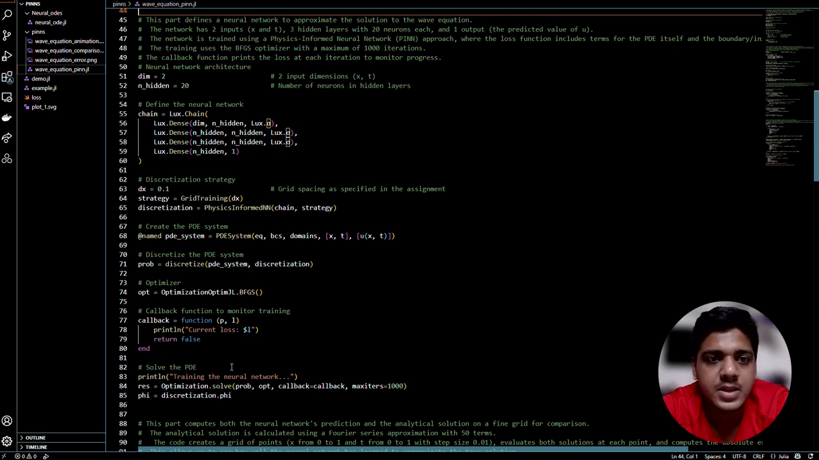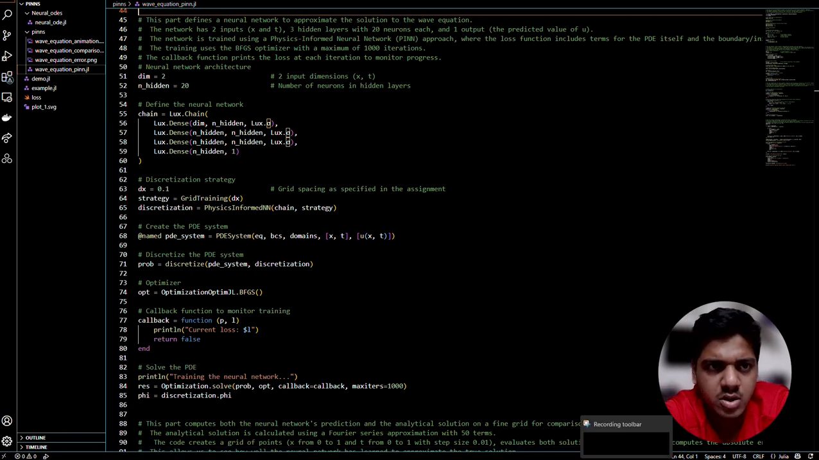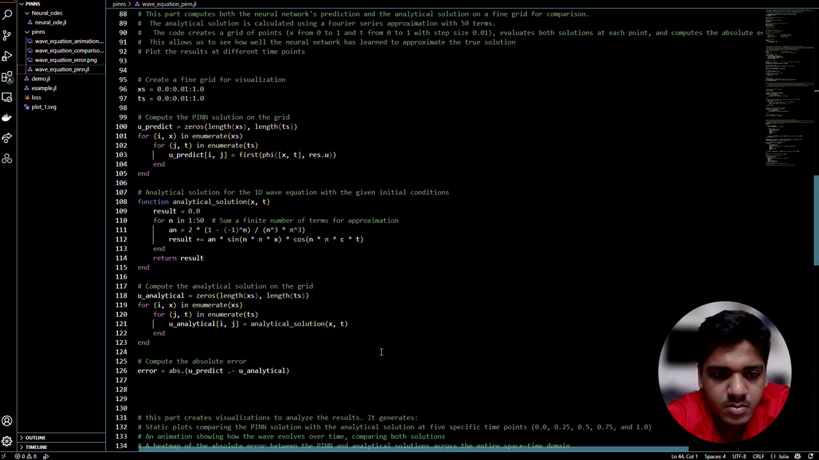The training uses the BFGS optimizer, with 1000 iterations. The network is trained using a PINNs approach, so it is an example of PINNs, where the loss function includes the terms for the PDE, partial differential equation itself, and boundary and initial conditions. The callback function prints the loss of each iteration to monitor the progress. So let's dive into the next part of the code.